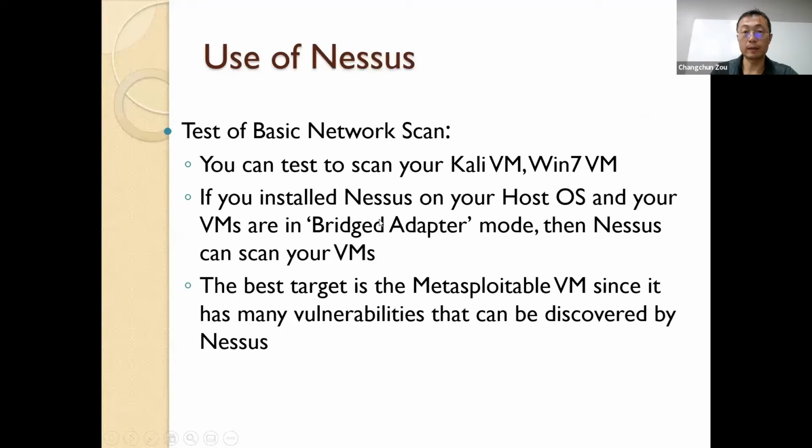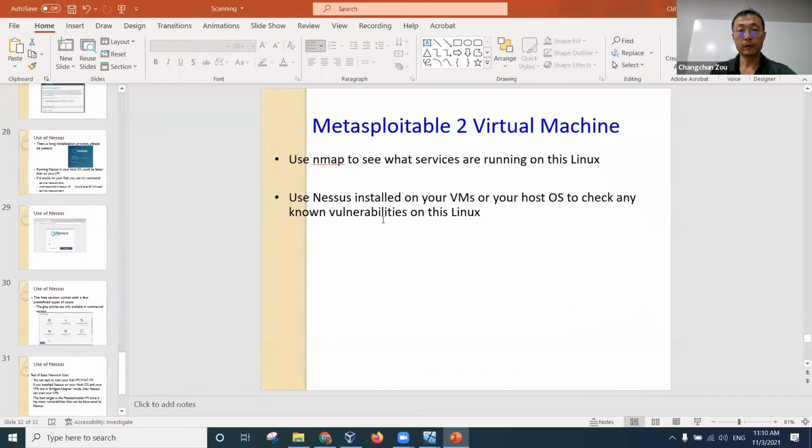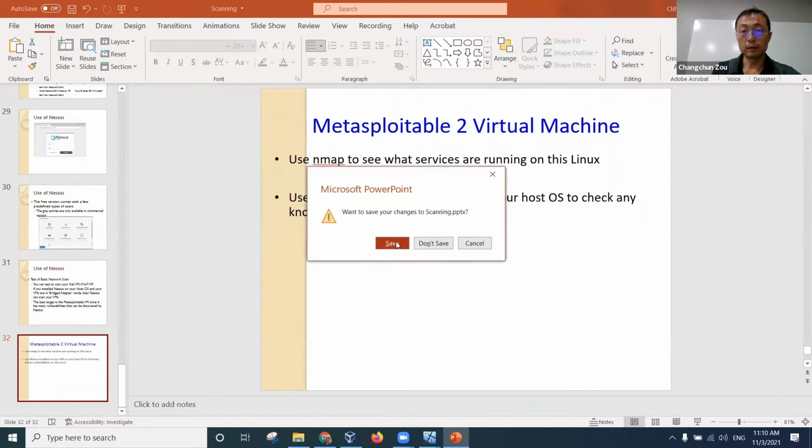So we test the basic network scan. If you install Nexus on your host OS and your VMs are in bridge adapter mode, then you can scan your VM. But in NAT network mode, you cannot scan. The best target is a Metasploitable VM because it has so many critical vulnerabilities that you can see the difference there. Of course, you can scan your other virtual machines, but they may not have any critical vulnerability. Here, you can use this to demonstrate how to use these tools. Okay, so that's the scanning. Let me save this.